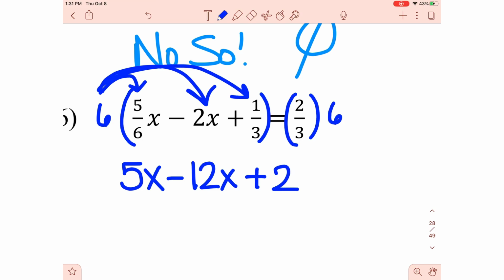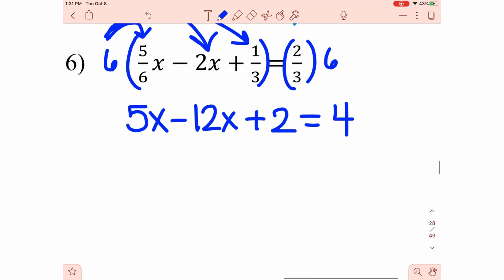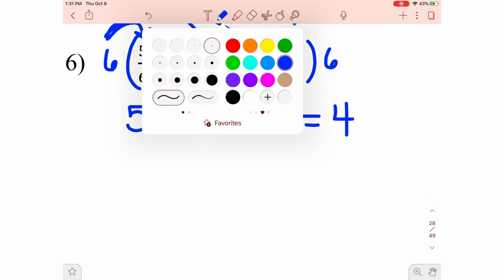So this is plus 2 equals, and here again, I can use my calculator if I want to multiply 2/3 times 6. The trick I like to use is take 6, divide it by the bottom, and then multiply that by the top. So 6 divided by 3 is 2, times 2 is 4. All right, and now I've cleared the fractions out. So now it becomes a lot easier to solve.